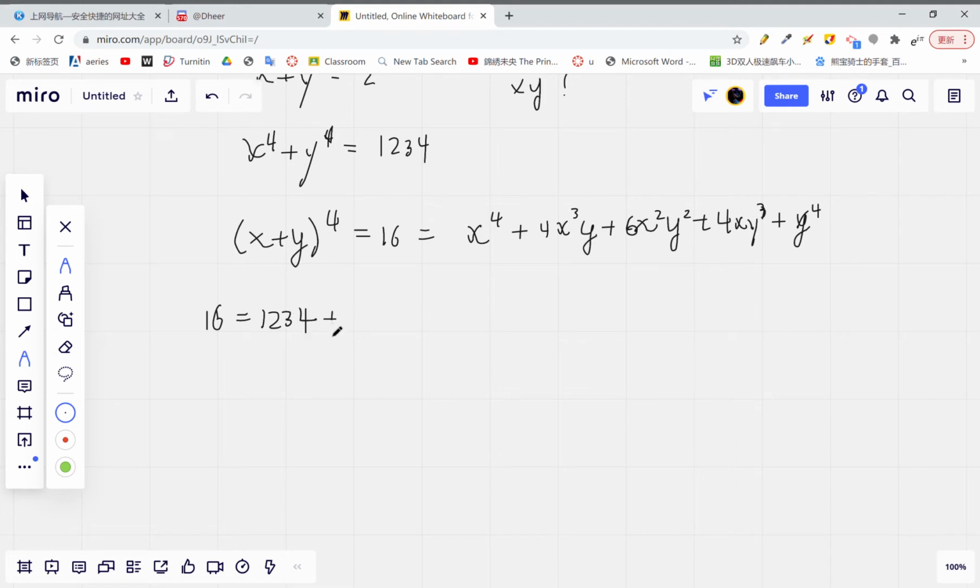1,234 plus 4x cubed y plus 4 times x times y cubed and plus 6 times x squared y squared. That's it. So we just want to find that, and we know that this is just equal to negative 1218. Okay.